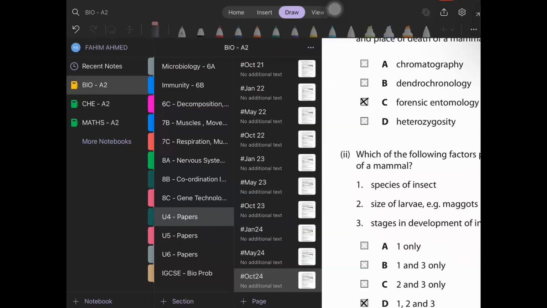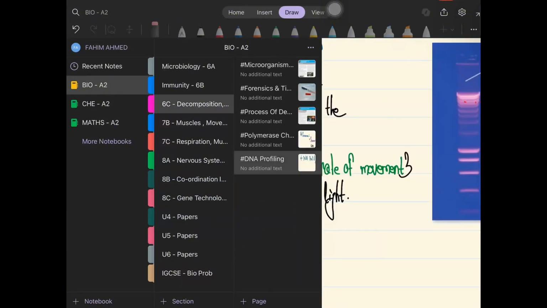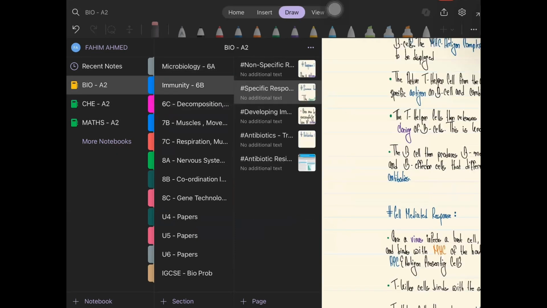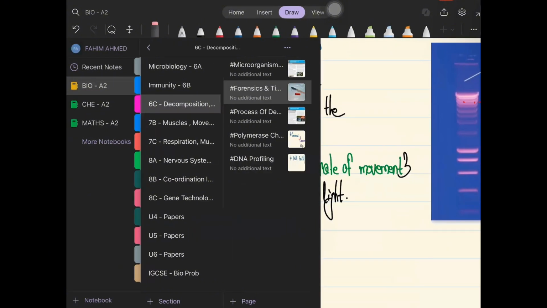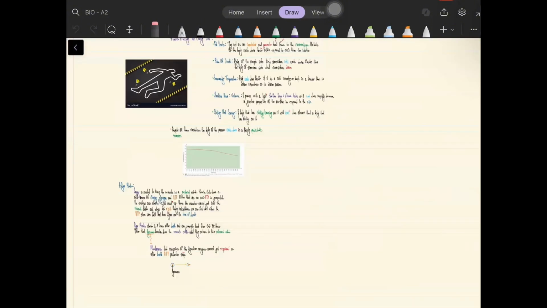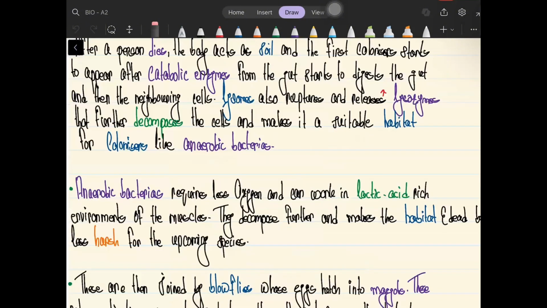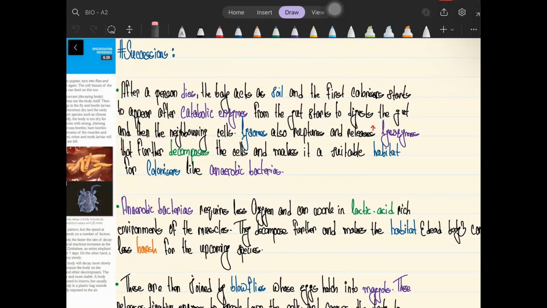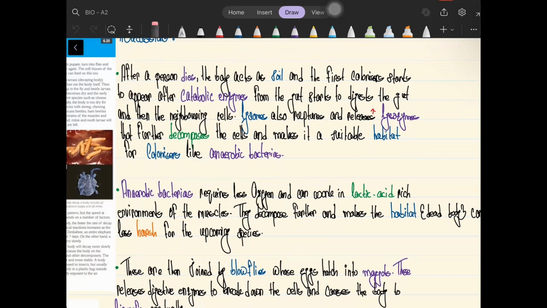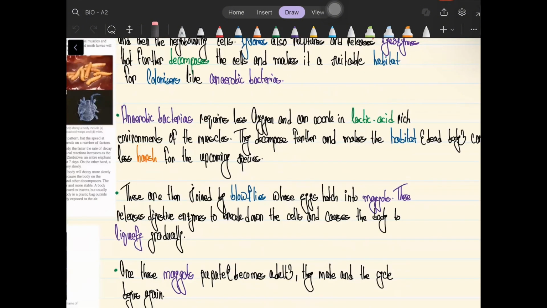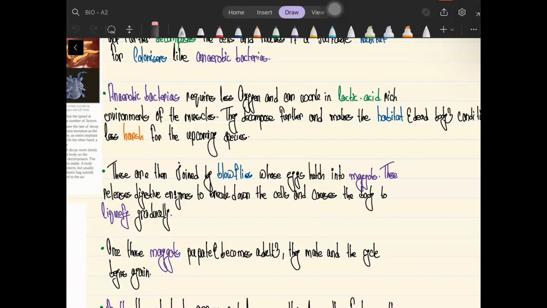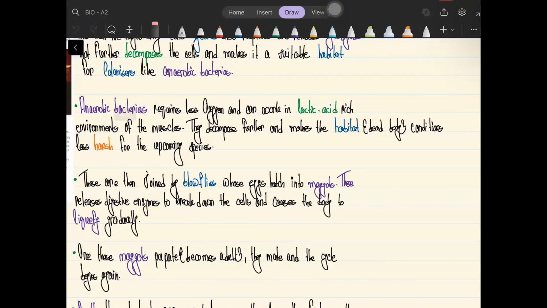So, to give a basic idea about this process, let me just take you through the process of decay, right? First of all, as a person dies, the body acts as the soil. The first colonizers start to appear after catabolic enzymes decompose the gut and the surrounding tissues. This makes the conditions less harsh for the pioneer species, or the first colonizers, to appear. The first colonizers are anaerobic bacteria that require less oxygen and can work in the lactic acid rich environment of the muscles, and they decompose faster and make the habitat more suitable for the upcoming species.